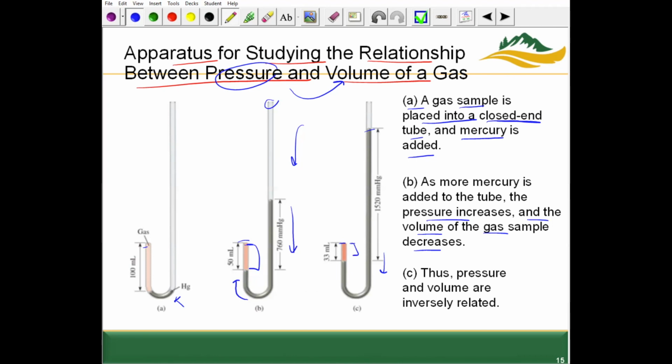So the connection we see based on these images here is that pressure and volume are inversely related. As we added more and more pressure, it decreased the volume of the gas. We're going to come back to this connection between pressure and volume a lot as we deal with different variations of the ideal gas law. So we increase the pressure, the volume of the gas decreases, thus pressure and volume are inversely related.